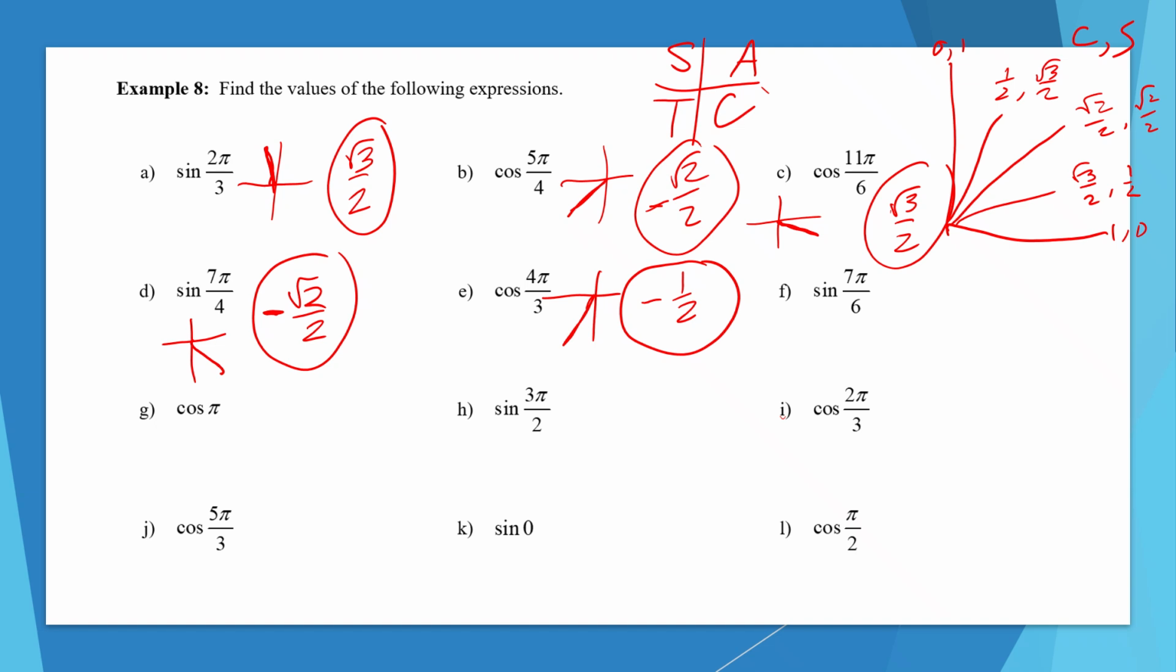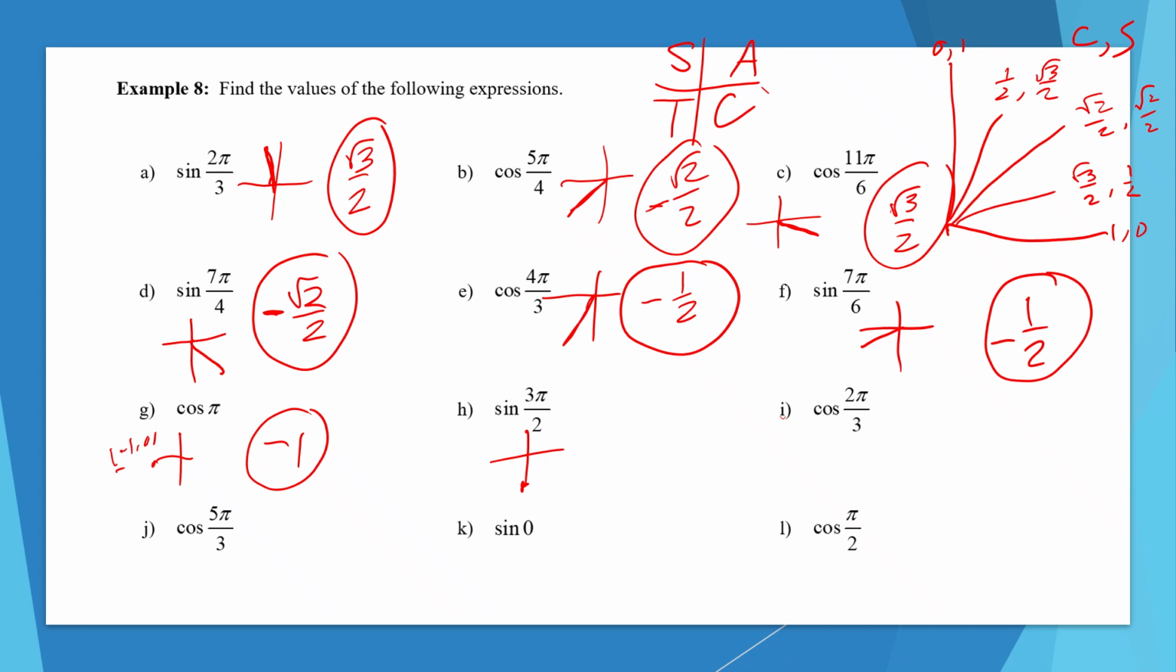Taking a look at number 7, 7 pi over 6, that's going to be right here, 30-degree reference angle, and that is going to be sine of 30 degrees is 1/2, but then it's in the third quadrant, so it has to be negative, so negative 1/2 there. Cosine of pi, this is just, if you take a look at pi, the coordinates there are -1, 0. Cosine's the first coordinate, so -1. Sine 3 pi over 2, this is the coordinate there. This should be 0, -1. Sine is the second coordinate, so that would also be -1.